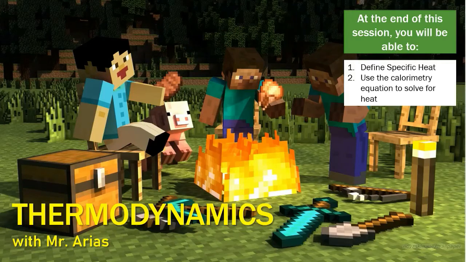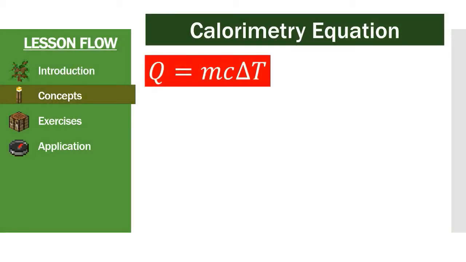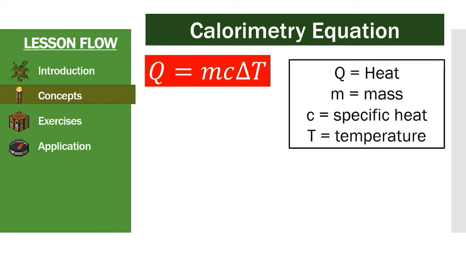Okay, hello everyone. So today we will tackle thermodynamics, and in particular, this video will cover the calculations that are involved with thermodynamics, so specific heat and the calorimetry equation. And it goes by this: Q is equal to mc delta T, wherein Q is equal to heat, m is the mass of your substance, C is the specific heat of the substance, and T is the temperature.